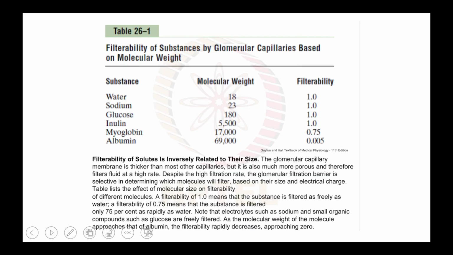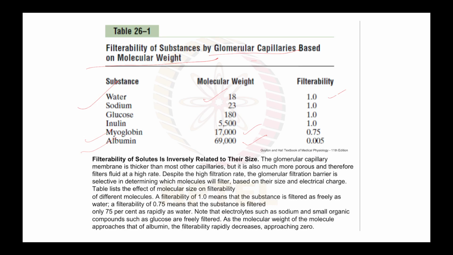So the filterability of a substance by glomerular capillaries is based on the molecular weight. Here you can see the water molecular weight is 18, filterability is 1; sodium 23, filterability is 1; glucose, inulin, the filterability is 1. However, myoglobin and albumin, the large protein molecules, have a very high molecular weight. As the molecular weight increases, the filterability rate decreases. So filterability of a solute is inversely related to its size.